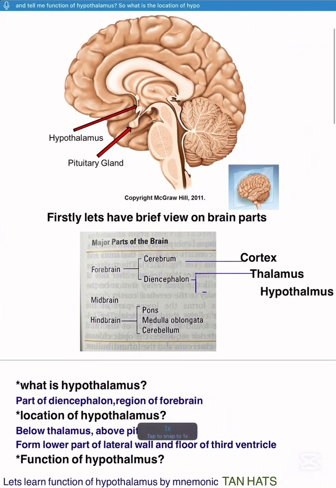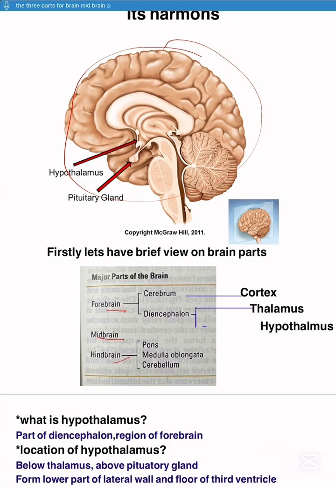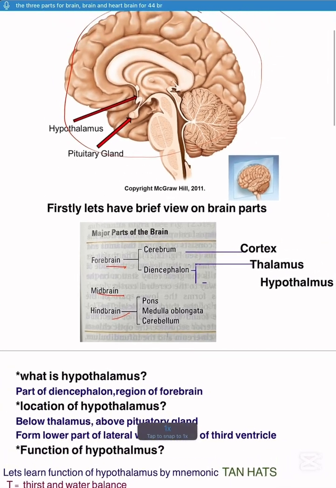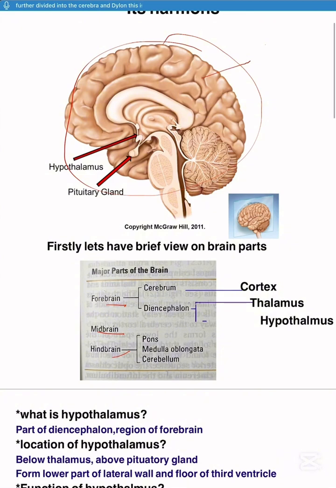So, what is the location of the hypothalamus? As we know, this is a brain. This all is a brain. The brain is divided into three parts: forebrain, midbrain, and hindbrain. The forebrain is further divided into the cerebrum and diencephalon. This is a cerebrum, also known as the cortex. It is divided into the left hemisphere and right hemisphere and so on.